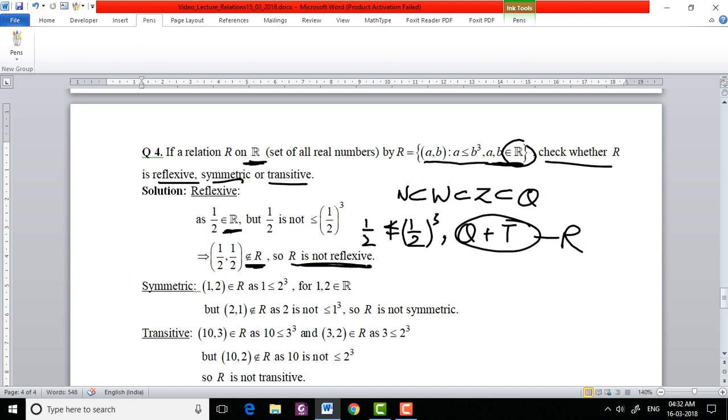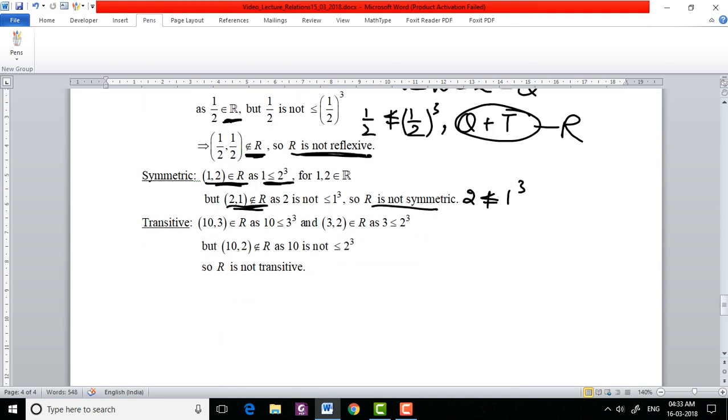For the symmetric part, as (1, 2) belongs to R, as we can easily check that 1 is less than or equal to 8, or 2 cube, for (1, 2) belonging to the set of real numbers, but (2, 1) does not belong to R, as 2 is not less than or equal to 1 cube. So R is again not symmetric in nature for this definition of R.